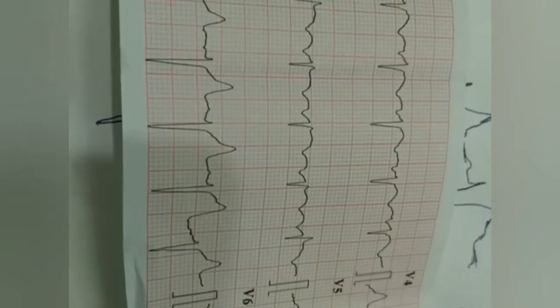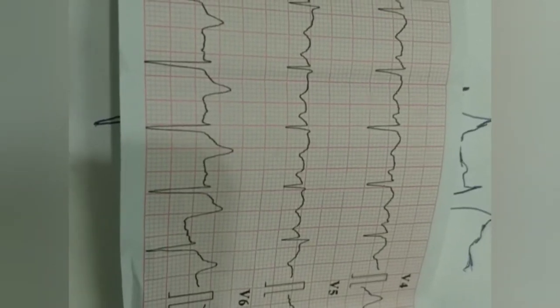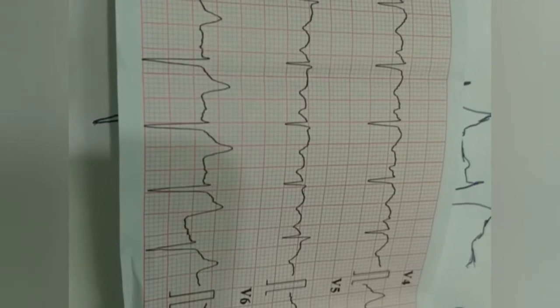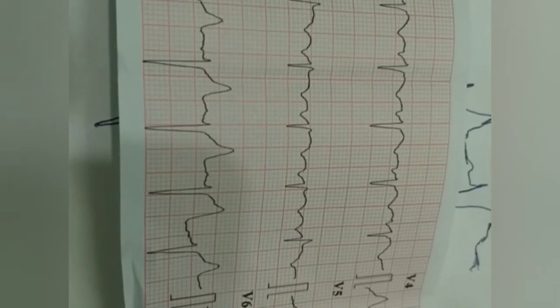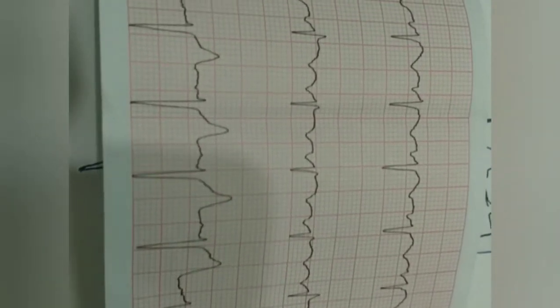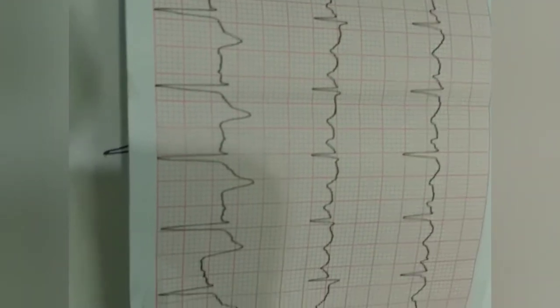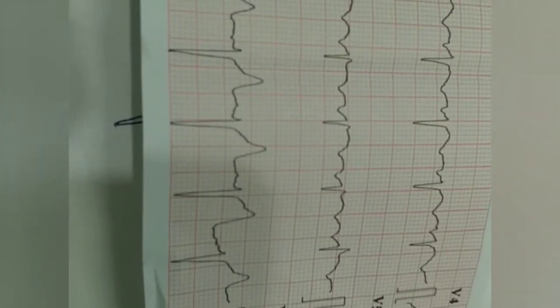This one, non-concave, where it is going up, it is dangerous. But here you see these are concave type of ST elevation in V3 and V4. So these are not as dangerous as the non-concave one.